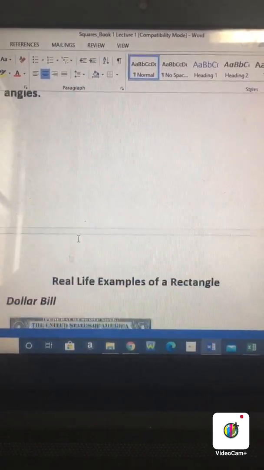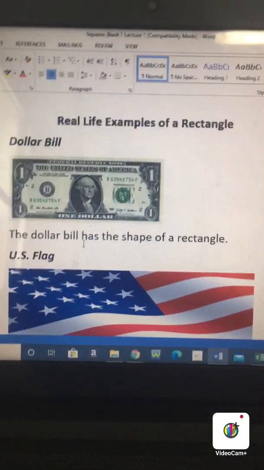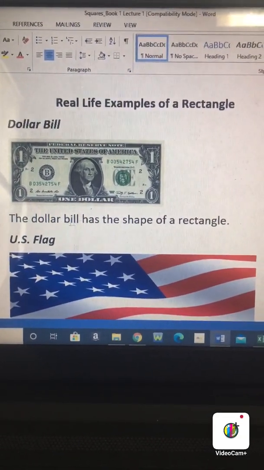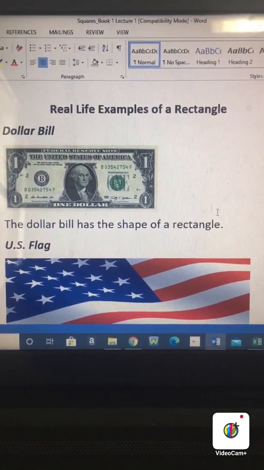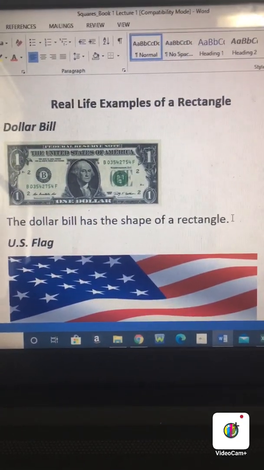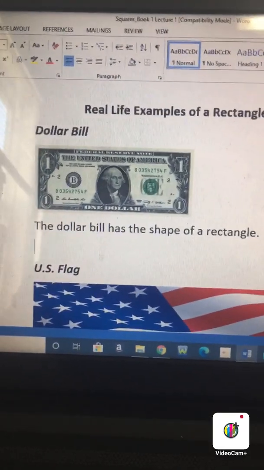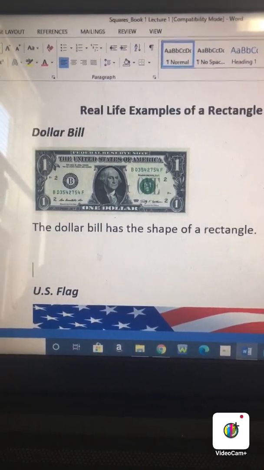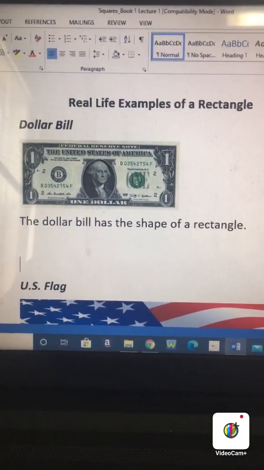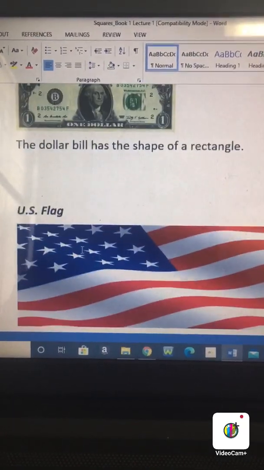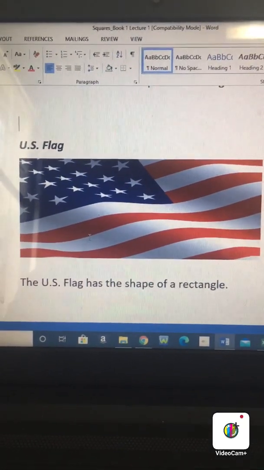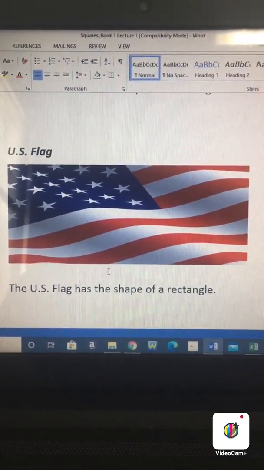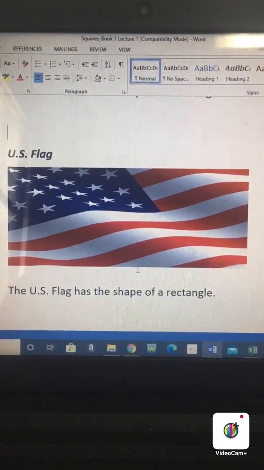Now, let us look at some real-life examples of rectangle. The first thing we'll be looking at is the dollar bill. When you look at the dollar bill, you can see that it has a shape of a rectangle. How about the US flag? Look at this. See, this side and that side are parallel and equal, just like a rectangle.